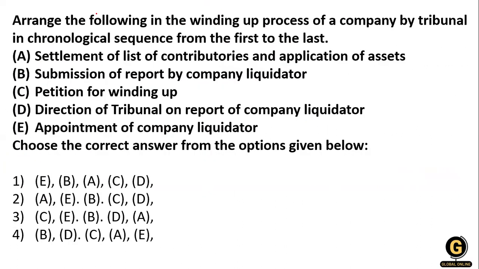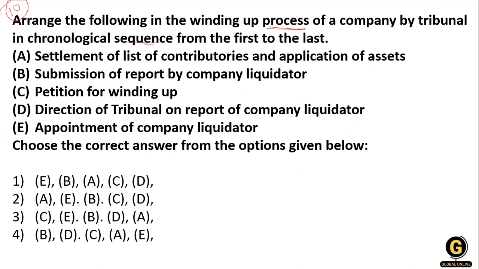This was the ninth question. Now it is the 10th. Arrange the following steps in the winding up process of a company by the tribunal in chronological sequence. The statements given are: settlement of the list of the contributors and application of the assets, submission of the report by the company liquidator, petition for the winding up, direction of the tribunal on the report of the company liquidator, and appointment of the company liquidator.